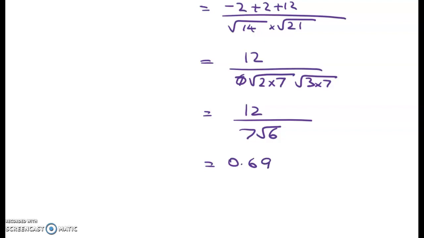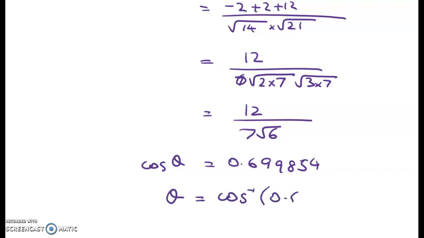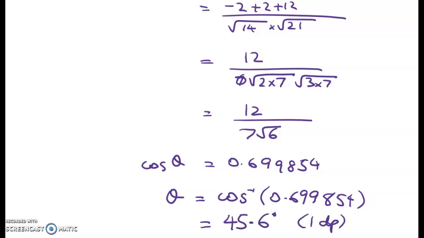And then taking that out to quite a few decimal places, so don't round too soon here, that's cos of theta. So theta is going to be cos inverse of that, if that gives me an acute angle. And in this case, it does. So that worked out to be, in degrees, 45.6 degrees, going to 1 decimal place.